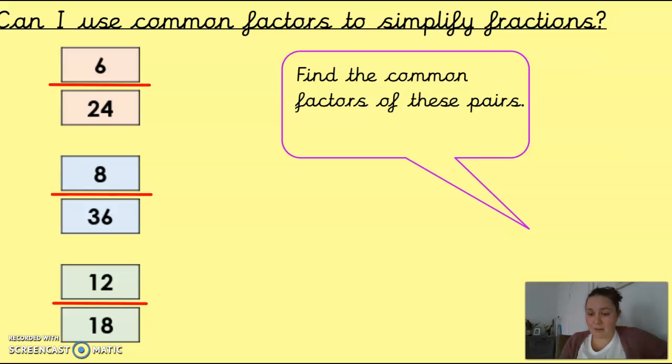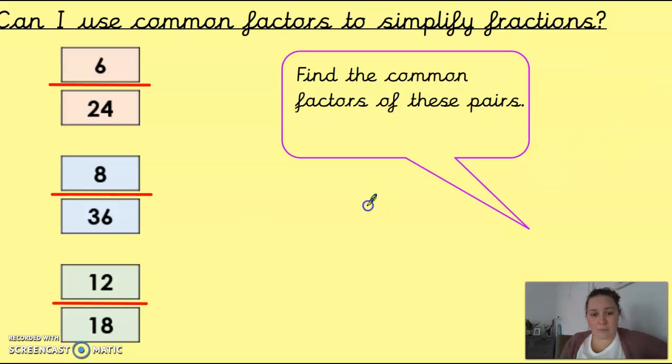Pause the video here to go over your factors of each of these numbers. So grab a pen and paper and write me all the factors of 6, all the factors of 24, factors of 8, factors of 36, factors of 12, factors of 18.